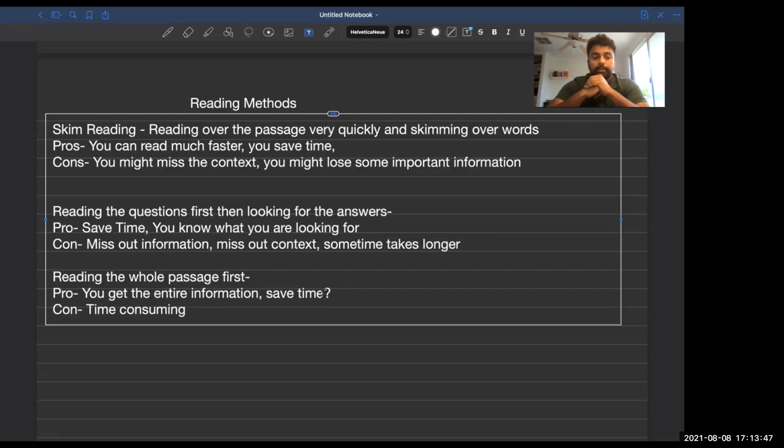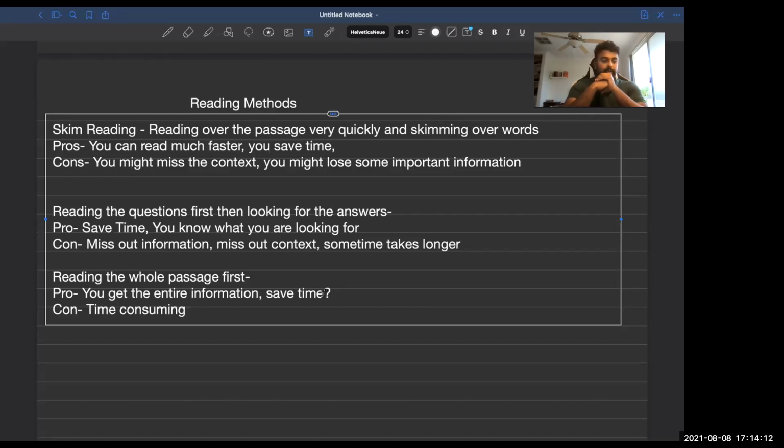Now, all these three different question reading types, right? There isn't a single reading type that is better for everyone. Each person might find a different reading type that's more useful to them. So for me, as I just said, reading the questions first is more useful. For Jenny and Henry, they said that reading the whole passage first is useful to them. And for Manny, skim reading is useful for him.